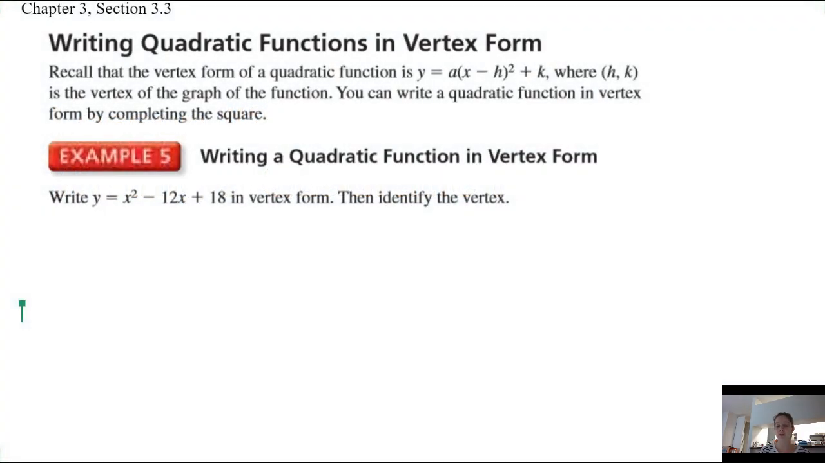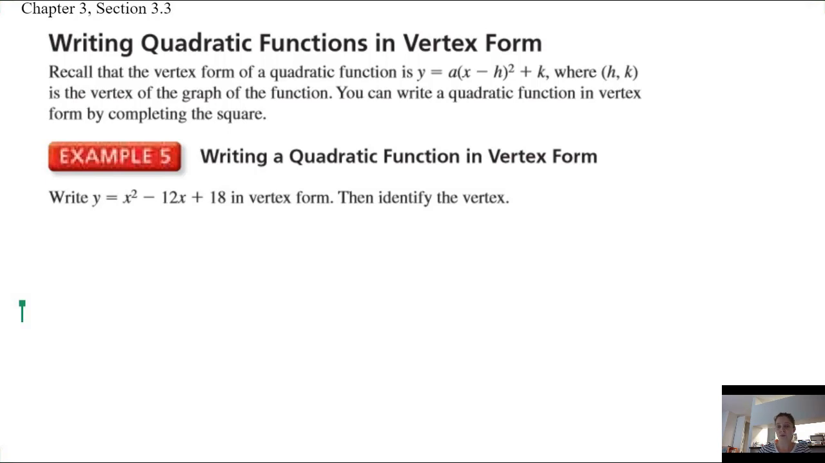Recall that the vertex form of a quadratic function is y equals a times (x minus h) squared plus k, where (h, k) is the vertex of the graph of the function. You can write a quadratic function in vertex form by completing the square.